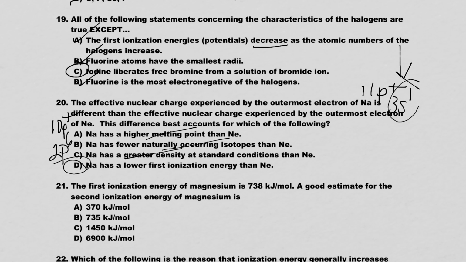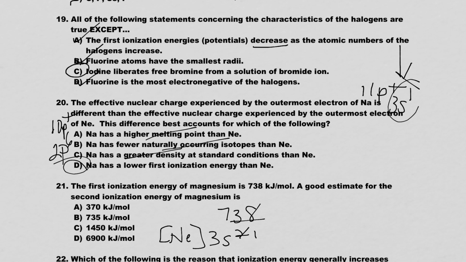Number 21. The first ionization energy of magnesium is 738. A good estimate for the second ionization energy of magnesium is, okay, so we're saying 738 is to remove magnesium's first valence electron. But if we need to actually think about, if I look at magnesium, this is its electron configuration. Okay, so it's going to take 738 to remove one of these, and then to remove the second electron.